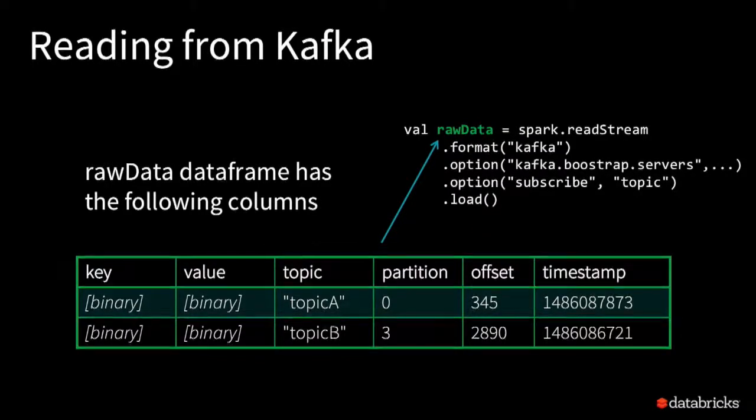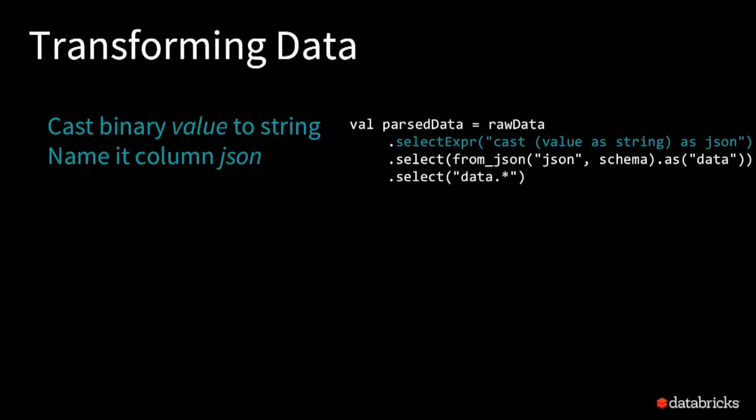The topic it was read from, the partition it came from, the offset, timestamp, when it was received, etc. So now that you have this data frame, you can do all sorts of transformations on top of it. For example, the first step I need to do is convert it to string, because ultimately it's JSON, so it's UTF-8 or something encoded string.